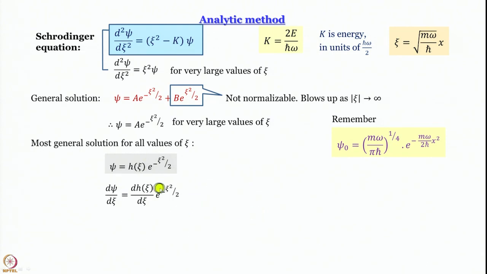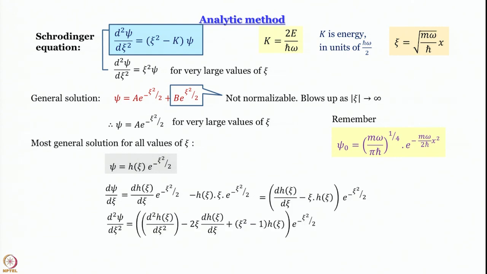What will the second term be? H, which is a function of xi, will remain intact, and it will be multiplied by the derivative of e to the power minus xi square by 2, which will be minus xi multiplied by e to the power minus xi square by 2. So this is what you will get, minus h of xi multiplied by xi e to the power minus xi square by 2. Okay? These are the two terms that we have got for d psi d xi.